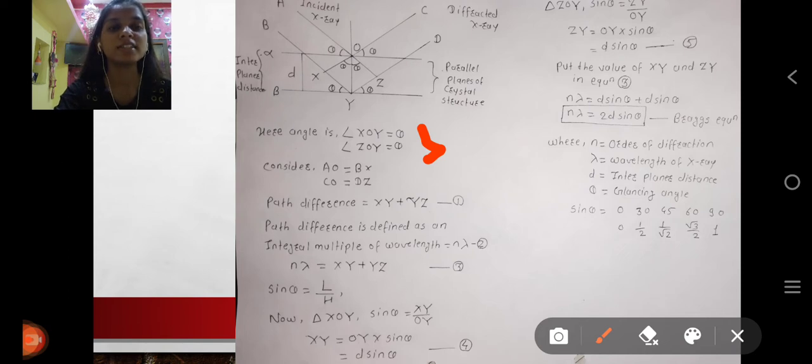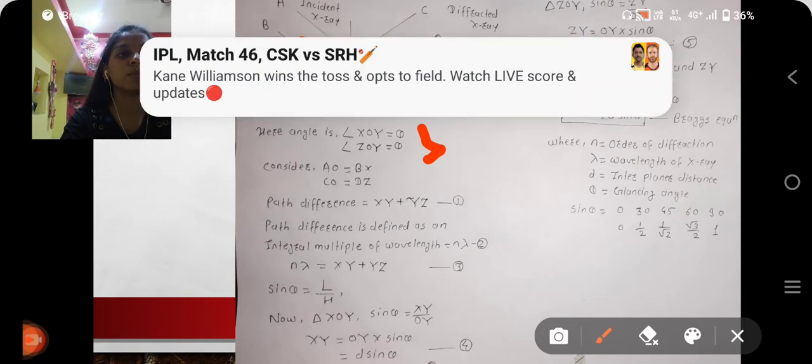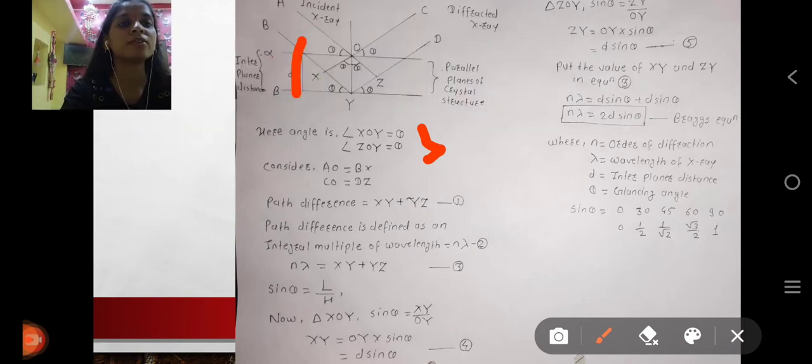So rearranging this, xy is equal to oy into sin theta. The value of oy is equal to d, where d is the distance between the two layers of the crystal. Then second, zy: sin theta is equal to zy upon oy, so zy is equal to oy into sin theta. The value of oy is equal to d sin theta.